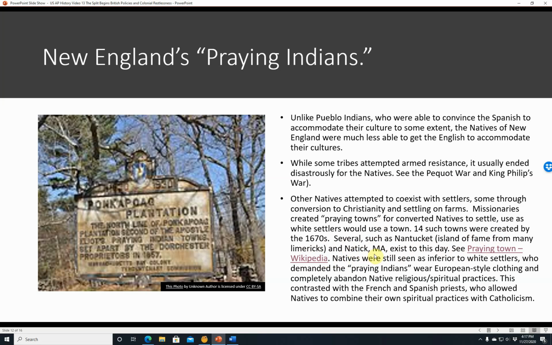Natives were still seen as inferior to white settlers, and the white settlers demanded that the praying Indians wear European-style clothing and completely abandon any native religious or spiritual practices. This contrasted with the French and Spanish priests, mostly Jesuits, who allowed natives to combine their own spiritual practices with Catholicism because it made it a lot easier to convert.